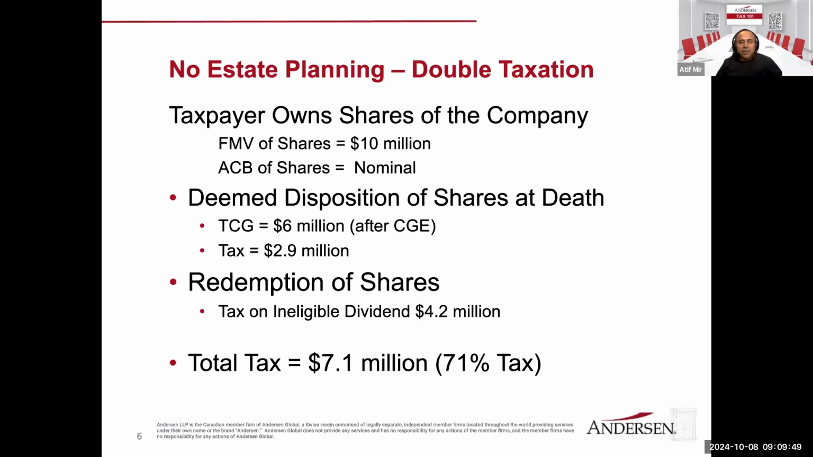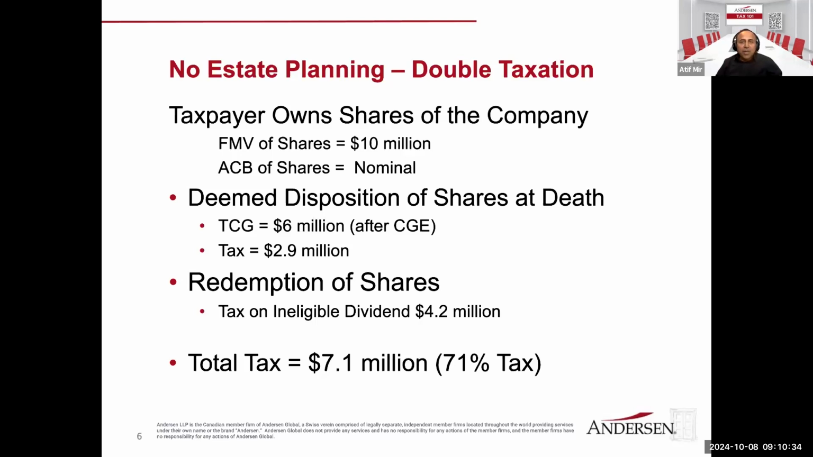What that means is that there's going to be a taxable capital gain of $6 million after capital gain exemption, resulting in the tax of $2.9 million. Now, if this corporation is OpCo, then maybe you don't need to do anything else and keep working at it. But if it's an investment company, then you have to redeem the shares. And the way the rules work is that redemption of shares triggers another $4.2 million of tax. If you take that 2.9 million deemed disposition of shares at death and add it to the 4.2 million upon the redemption of shares, we have a total tax of $7.1 million.